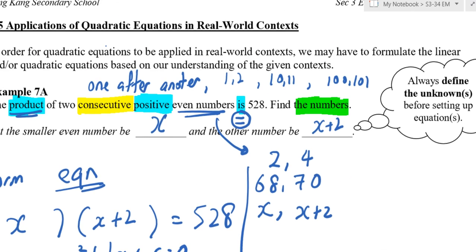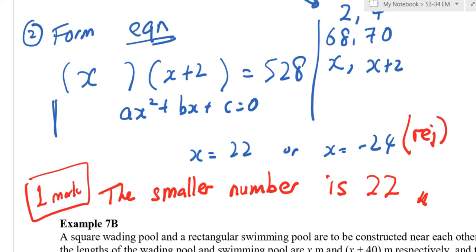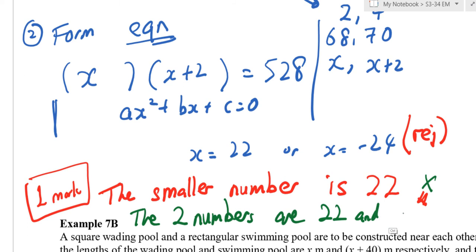Oh, because the question says find the numbers. So I'm wrong. It's not the smaller number. I'm wrong. Ming Yuan corrected me. Can I use green pen and do correction? The 2 numbers are 22 and 24. Can you do a correction? I'm sorry. But good you clarified.